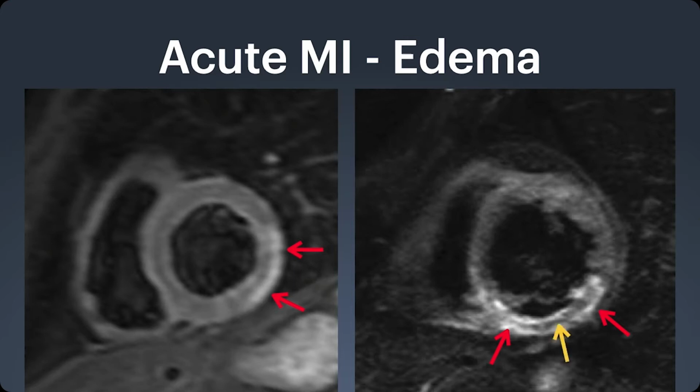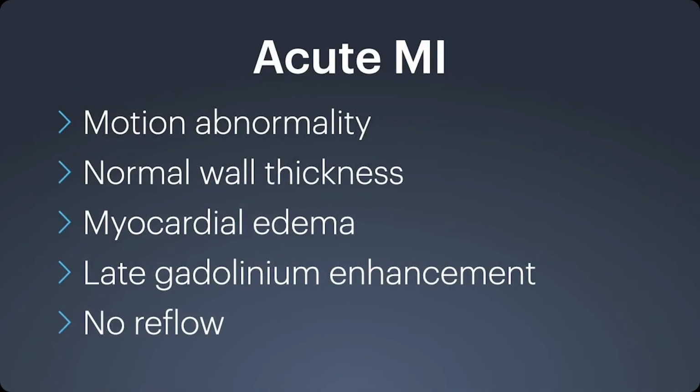Notice also within that, there's kind of a mid-wall area of low signal. This actually represents acute hemorrhage associated with acute MI. And so it's something else that we look for, and it's important because this also has some prognostic implications.